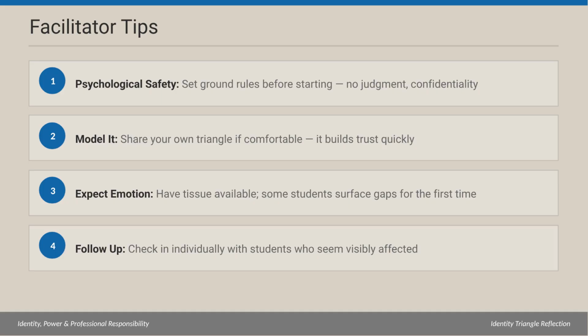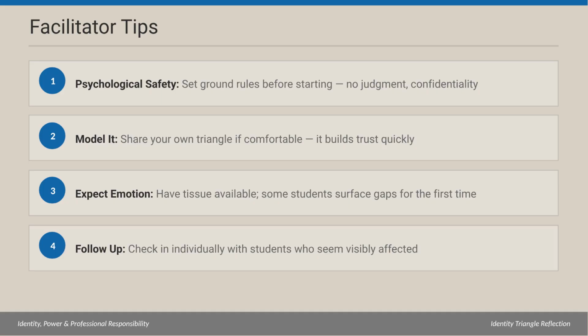Here are a few tips for success. Create psychological safety before starting. Students are sharing vulnerable identity experiences, so set ground rules early. No judgment, confidentiality, and a brave space. Model the exercise yourself if you are comfortable. Sharing your own identity triangle builds trust and shows students what honest reflection looks like.